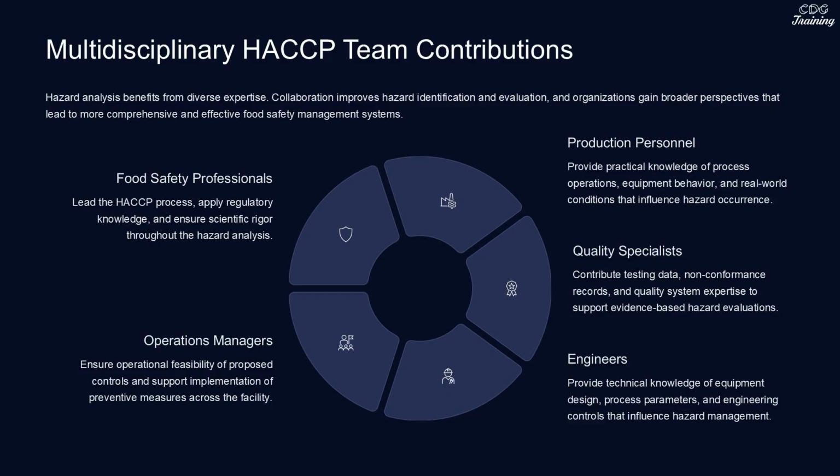Production personnel provide practical knowledge of process operations, equipment behavior, and real-world conditions that influence hazard evaluations. Quality specialists contribute testing data, non-conformance records, and quality system expertise to ensure effective hazard evaluations. Engineers provide technical knowledge of equipment design, process parameters, and engineering controls that influence hazard management.